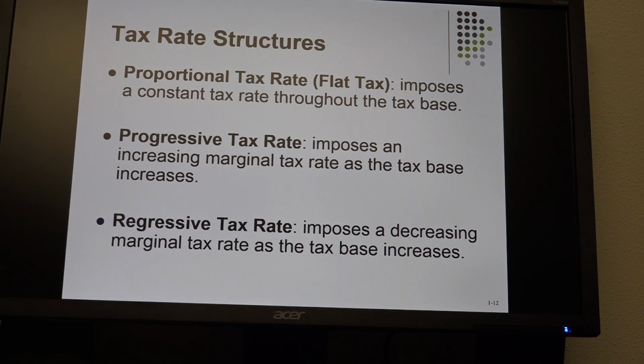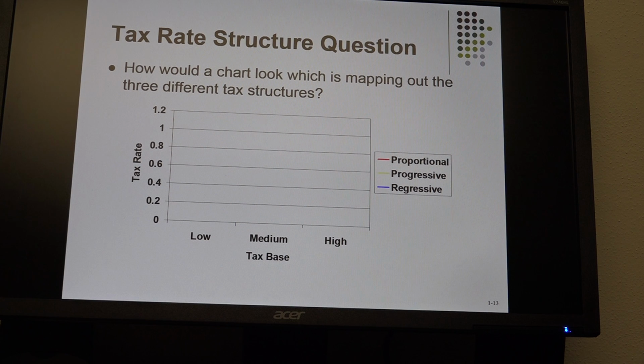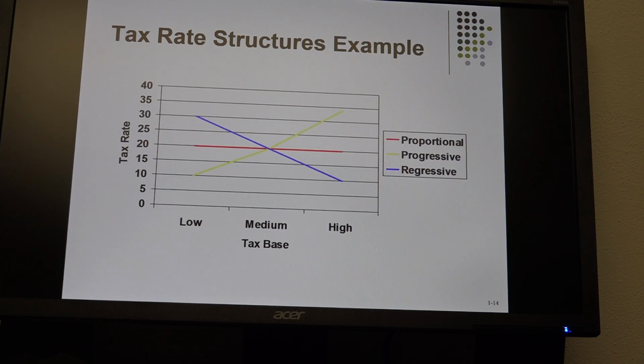Some consider sales taxes to be regressive because it's a flat rate, but for people who make less money, that sales tax takes a bigger bite out of their available resources than a similarly situated person who makes more money. And so this just maps out how the structures look on a chart.